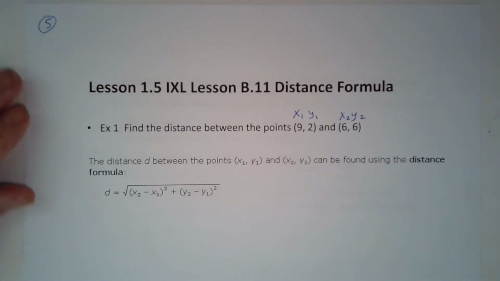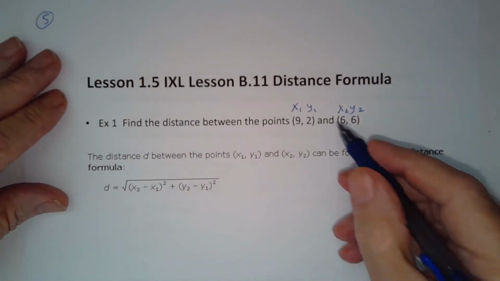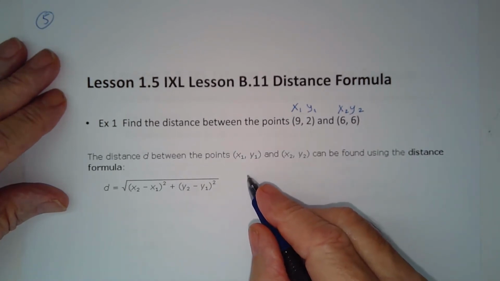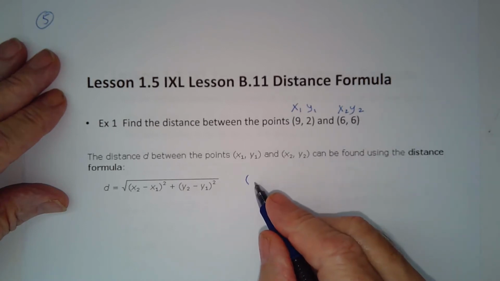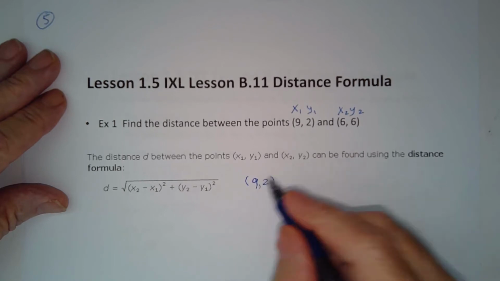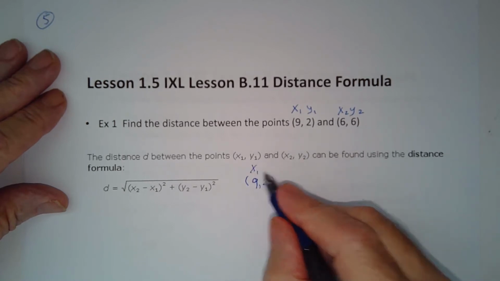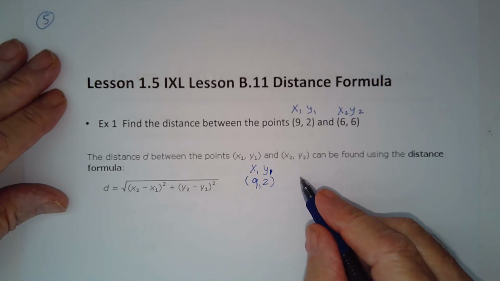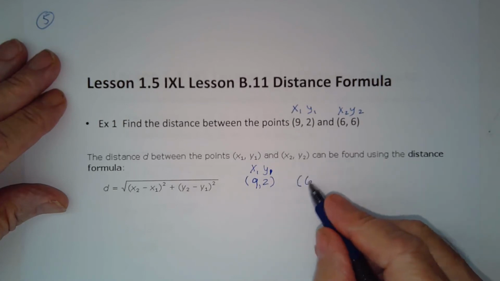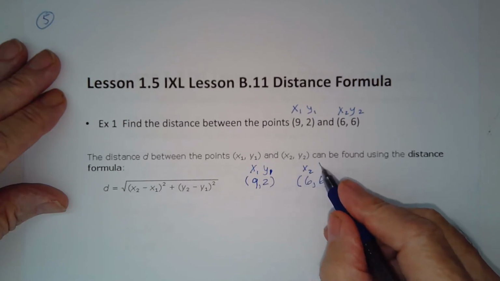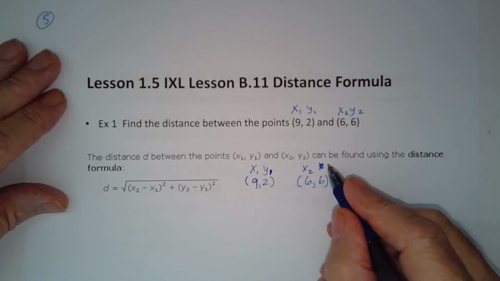And what I'm going to do is bring that information down and write it here. So I'm going to write 9 comma 2, and 9 is going to be x sub 1 and 2 is going to be y sub 1. Then I'm going to put in parentheses 6 comma 6, and 6 is going to be x sub 2 and the other 6 is going to be y sub 2.